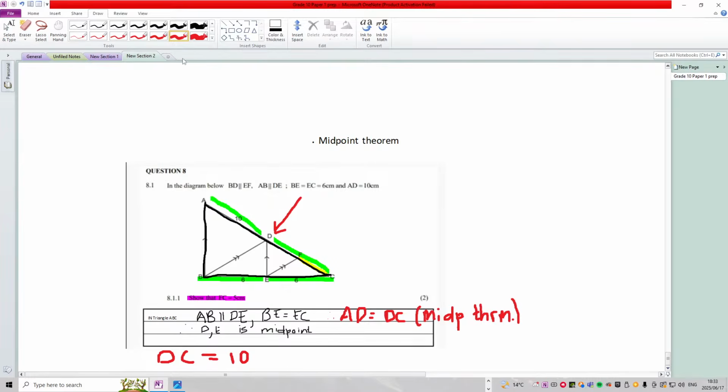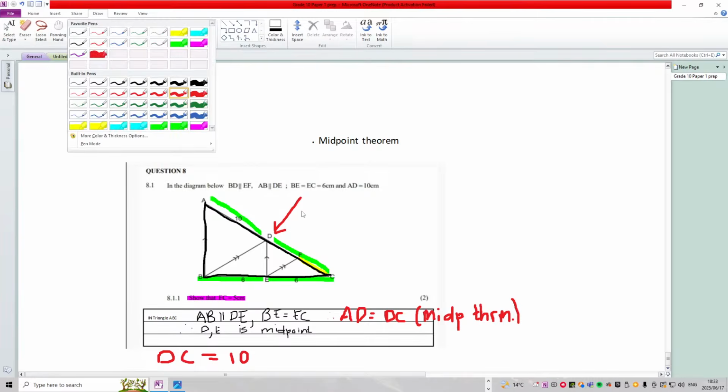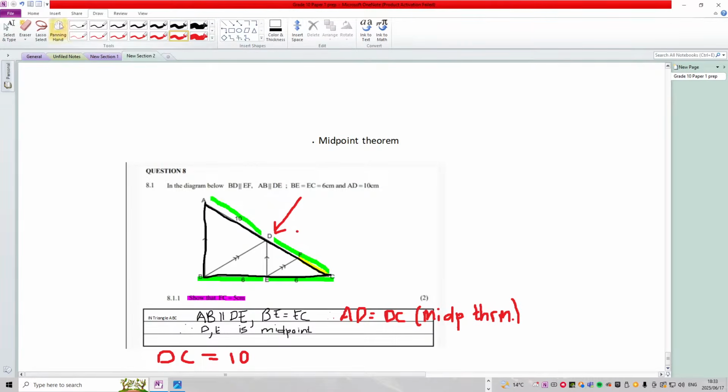So DC, where is my eraser? Let me just take this out here. We have DC also now equal to 10 centimeters. I don't know why this is 2 marks. Maybe there's a faster way to do it, but I'll just carry on over here. Now we know that DC is 10 centimeters.